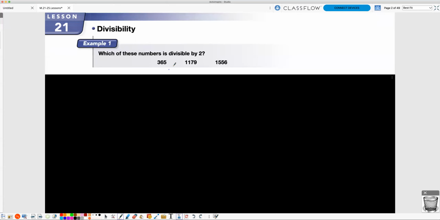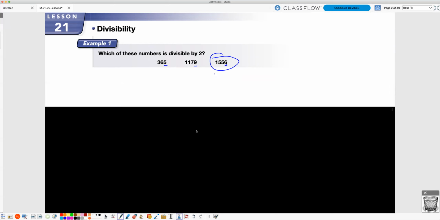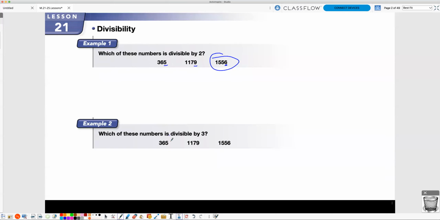So if I'm looking for divisibility by 2, the last digit, well, this one's odd, this one's odd, this one's even. That's it. This one ends with a 6. 6 is even. Which of these numbers is divisible by 3? Remember, you have to be able to find the divisibility.